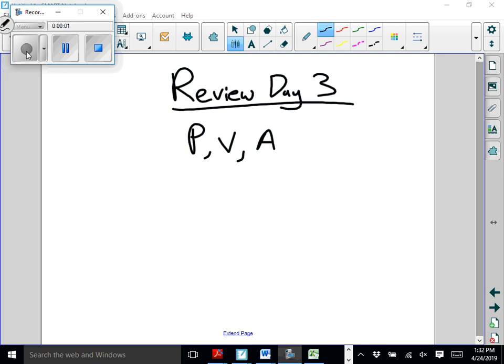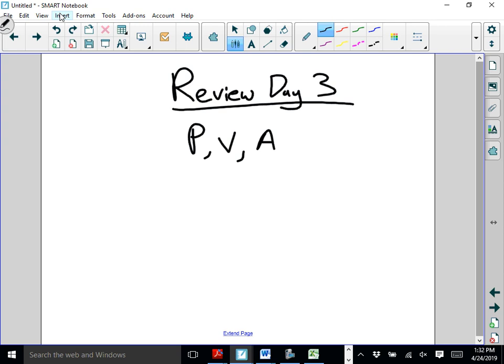With day 3 of our review, we're going to look at position, velocity, acceleration. This is to get ready for Theme Thursday tomorrow. We're going to look at a lot of free response questions that have to do with position, velocity, acceleration.